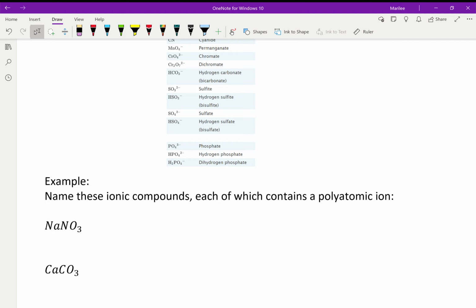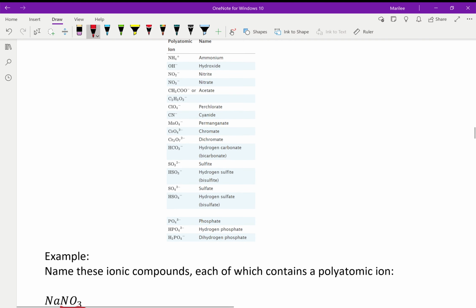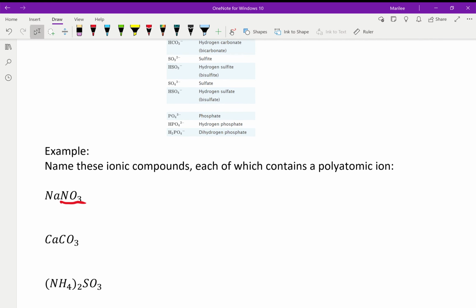So we have NaNO3, right? NO3 is right here, is our nitrate. So Na is the sodium, that will be sodium nitrate.